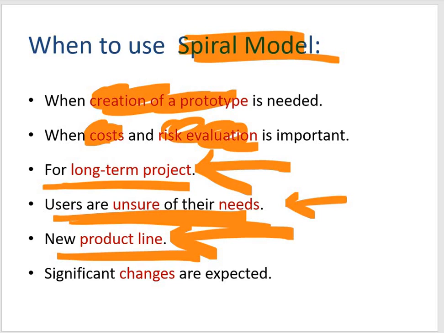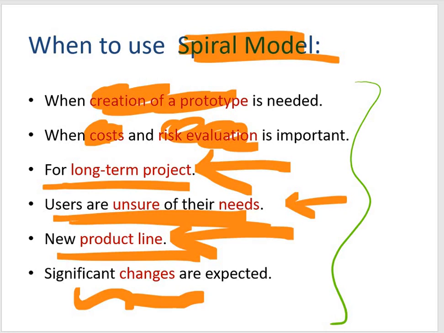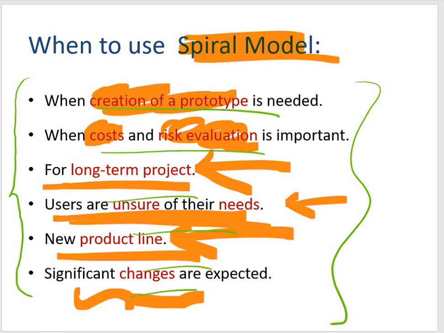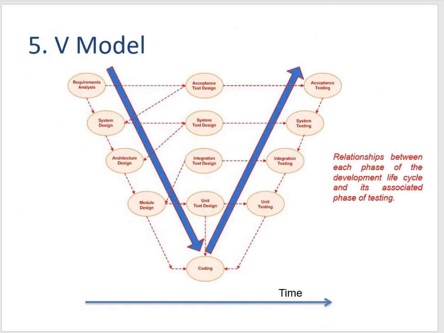Whenever there are changing requirements, that means the users are unsure of the needs, I'll go ahead with the spiral model. For new product lines, yes, once again I'll go ahead with the spiral model. Whenever I'm expecting some significant changes, I'll go ahead with my spiral model. So all these are the opportunities and the situations when I'll use it.